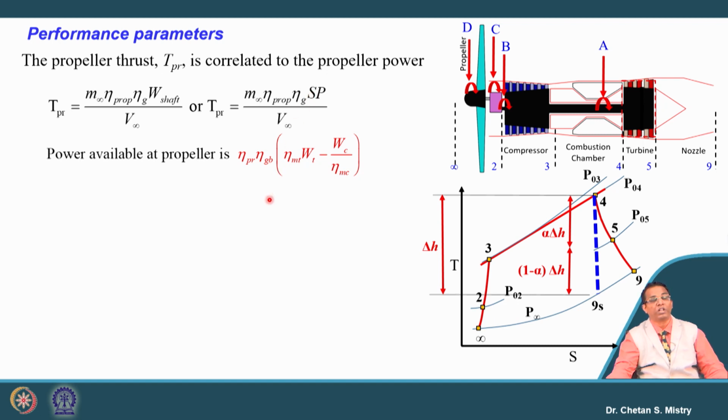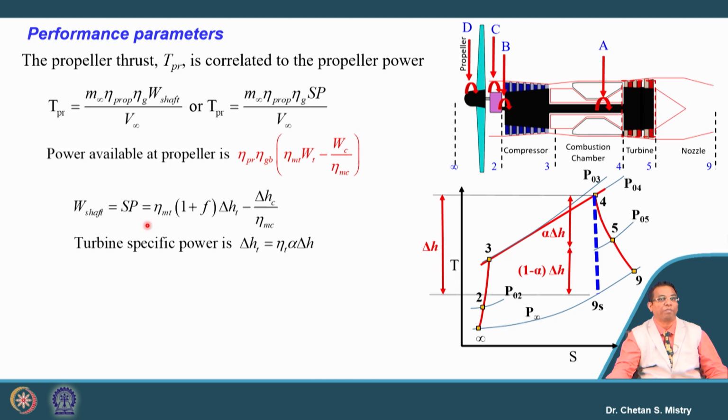So this shaft power we can write down in terms of this equation. Now what we know is the power available at the propeller. If you recall, previously we came up with the equation. It is a function of propeller efficiency, gearbox efficiency, mechanical efficiency of both turbine as well as compressor, and work done. So let's get that equation. This shaft power we can write down in terms of this formulation. What we mean by shaft power here is the turbine power minus my compressor power consumption. This delta HT we write in terms of my turbine efficiency into alpha delta H.